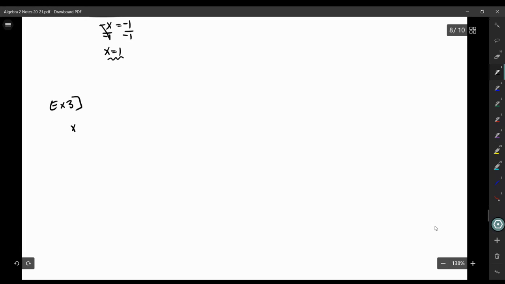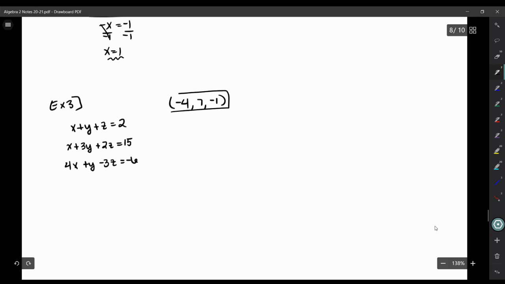So example 3 is x plus y plus z equals 2. x plus 3y plus 2z equals 15. And we have 4x plus y minus 3z is equal to negative 6. And the solution you should end up with at the end is negative 4 for x, 7 for y, and negative 1 for z. So try out example 3 using the steps listed above and see if you can get this solution.